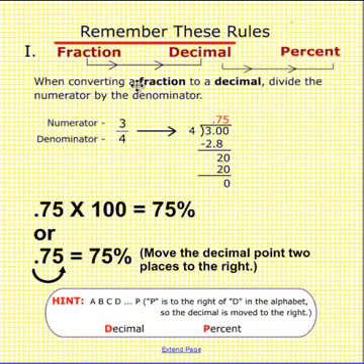In the first example here, from fraction to decimal, we are going to divide the numerator by the denominator as illustrated to the right. That will give us 0.75. Now remember, 0.75 times 100 will give us the percent. And as you can see, you move the decimal place 2 numbers over to the right. Remember this, that the D in decimal is to the left of the P. So always, since the P is to the right, you move the decimal point to the right.